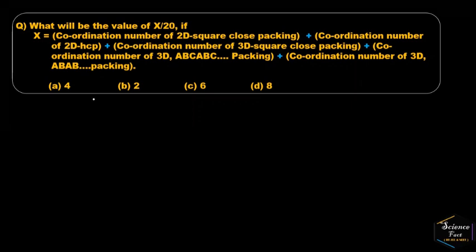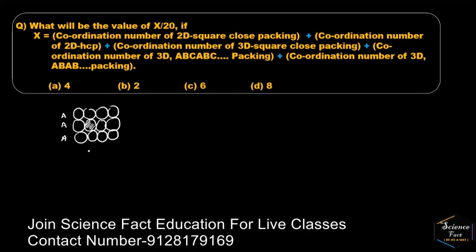What is 2D square close packing? In 2D square close packing, atoms arrange in this manner. That is stacking of AA type rows that will form 2D square close packing. If you point out the central atom, you will find that the coordination number of this central atom is nothing but 4.